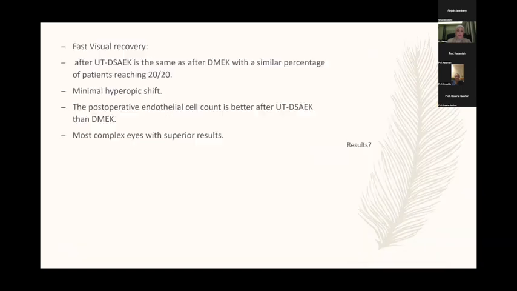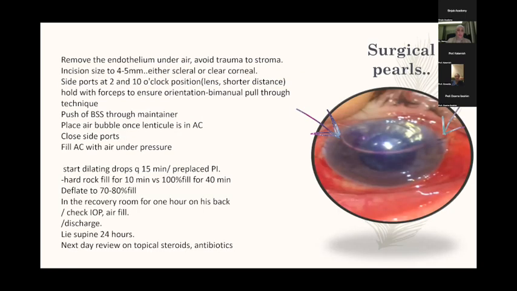Sometimes this has been mentioned, either for 10 minutes or 40 minutes. And in the recovery room, keep the patient for 1 hour on his back. Checking the intraocular pressure is very important. I don't discharge the patient until 1 hour to make sure that the intraocular pressure is good and the air fill is sufficient. And then I discharge. It's very important for the patient to lie supine for 24 hours after the procedure. And the next day, review the patient with topical steroids and antibiotic drops.